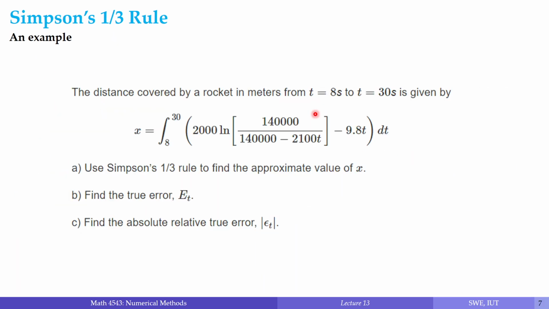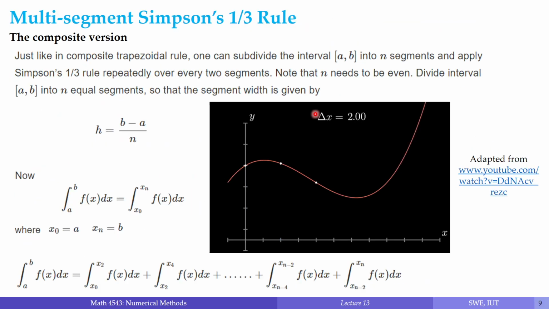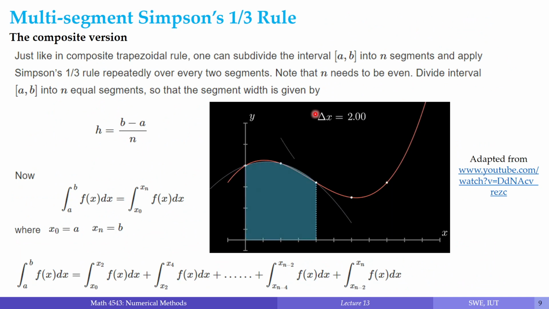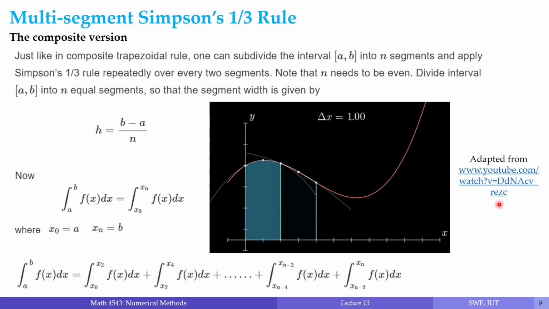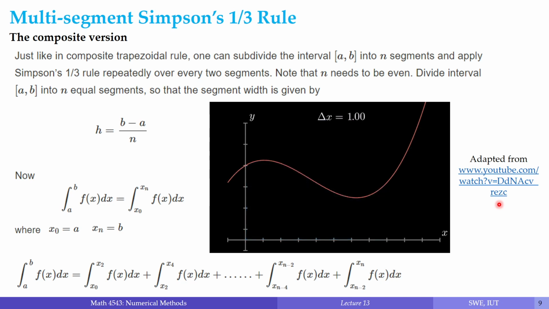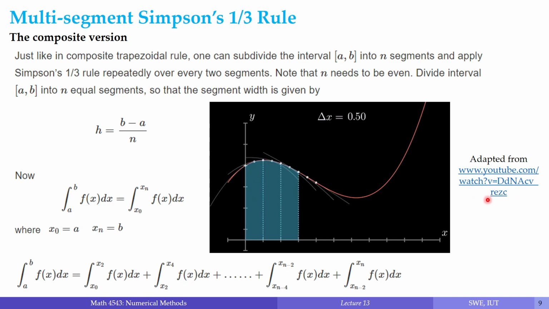Fine. So now that we know the single segment version, we'll talk about the multi-segment version of the Simpson's 1 by 3 rule. You are obviously seeing this GIF over here. I took this GIF from this YouTube video. If you are a fan of the simulations of the 3Blue1Brown YouTube channel, a very good channel, there is a similar type of video on this topic. You can click on this link and watch it. Very simple to understand, and this is the GIF version of that video.